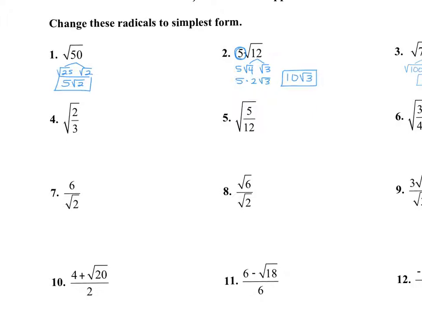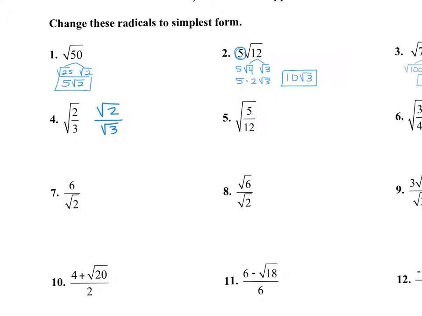Okay, this one. You have a square root that has a fraction in it. Not allowed. So we need to rationalize it. We need to get it out of there. The way that we're going to do that is, first we're going to think of this as the square root of 2 over the square root of 3.